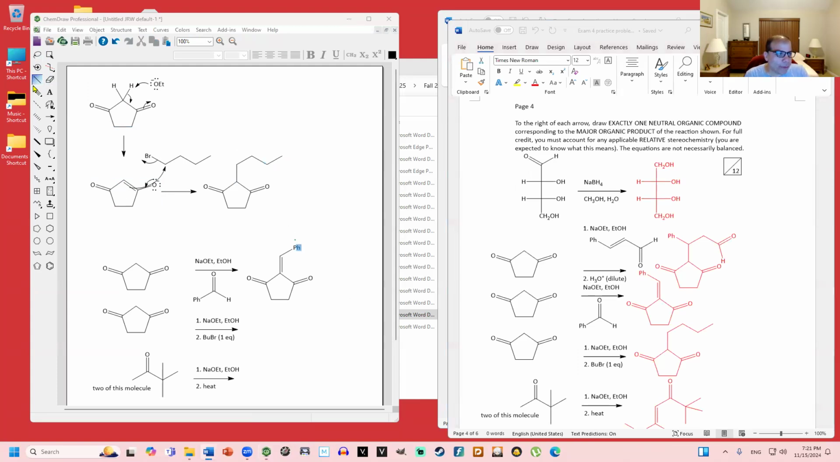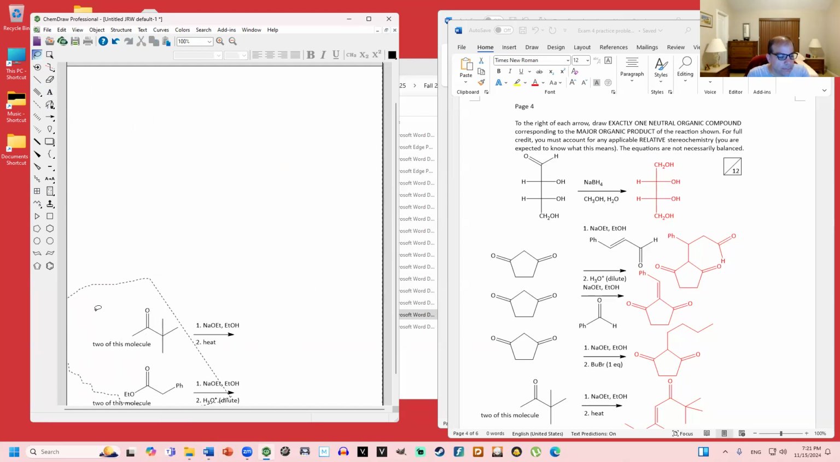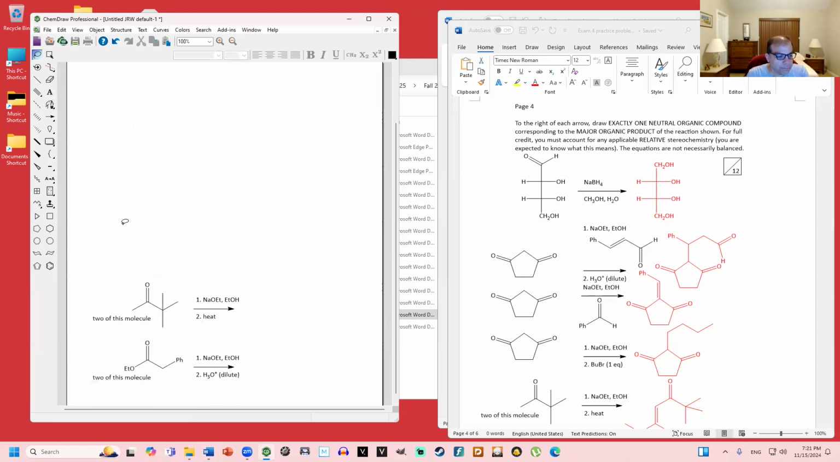And we could argue whether the base would pull that proton off and you'd then need an acid workup. That's up for debate, I suppose. But either way, whether it needs an acid workup or not, that's going to be the product. Okay. Last but not least. Oh, it's not last.